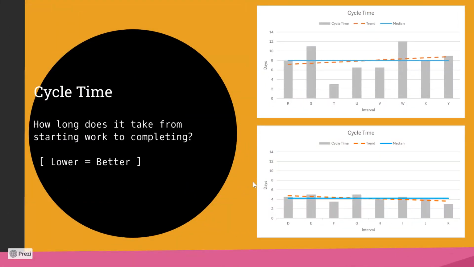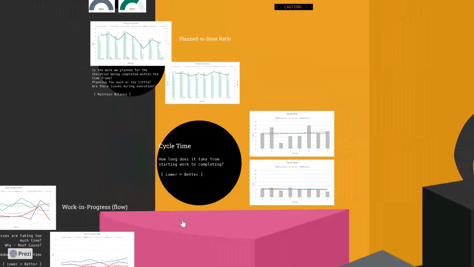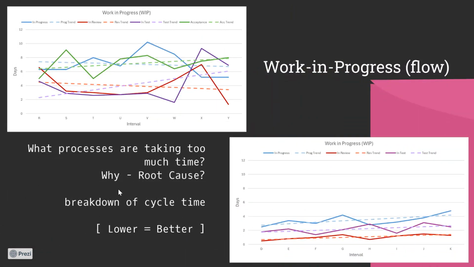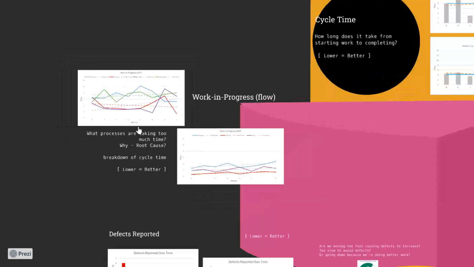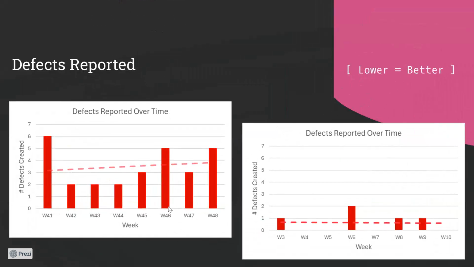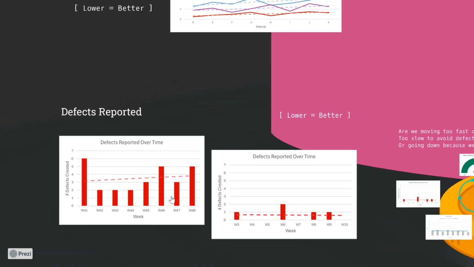The cycle time report measures how long it takes an item from start to finish. The result is now it only takes an average of 4 days instead of 8. The work in progress measures how long it takes for each process between start and finish. As a result, now the average is 2 to 3 days instead of 6 to 8, and there's one less process. The last report is defects reported over time. This one's pretty obvious. Now, there's less than 1 bug reported per period instead of 3 to 4 on average.